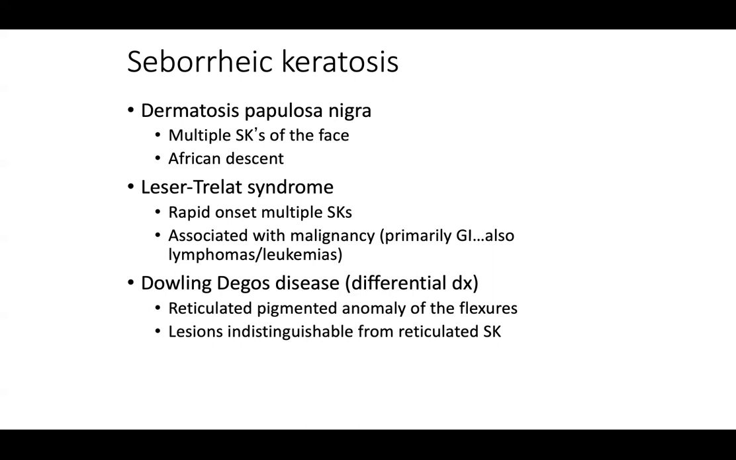Dowling-Degos is a disease, not to be confused with Dagos disease, but Dowling-Degos disease, where you can see reticulated pigmented anomaly of the flexures. And these lesions look very similar, if not indistinguishable, from reticulated seborrheic keratoses, and they kind of follow the adnexal, the pilosebaceous units. This is an autosomal dominant mutation in keratin 5.